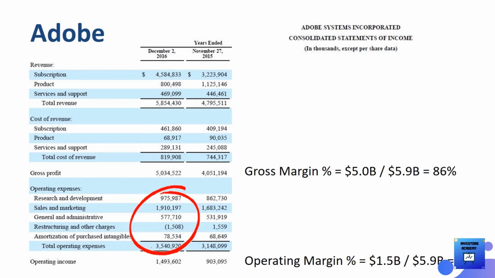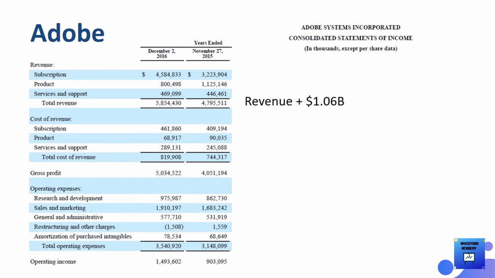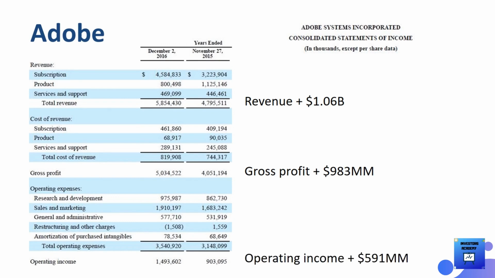What is very interesting for investors in Adobe is that the 1.06 billion in incremental revenue in 2016 versus 2015 has generated 983 million in incremental gross margin. Despite the extra spending in R&D and sales and marketing, operating income has still gone up by 591 million. Adobe has a very high operating leverage. Incremental revenue translates to a lot of incremental margin.